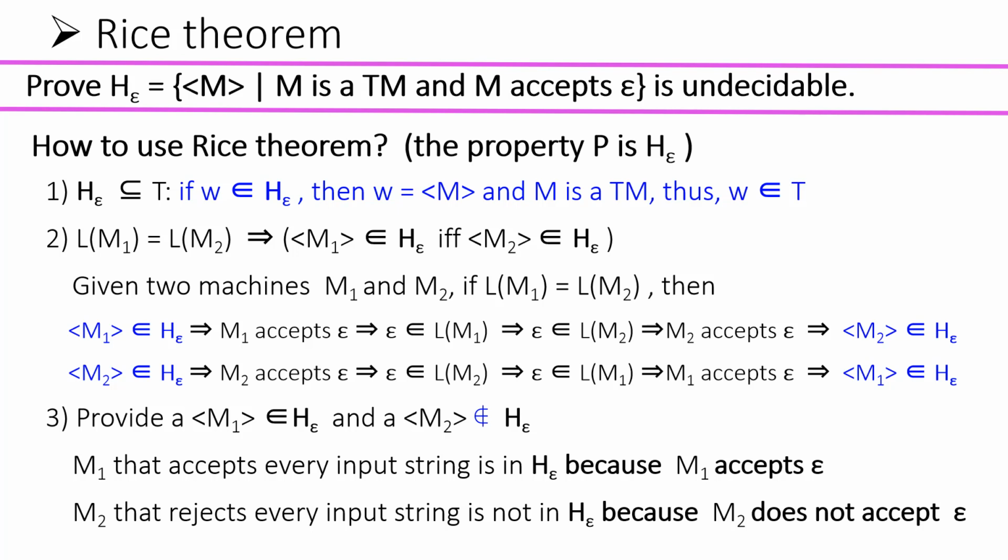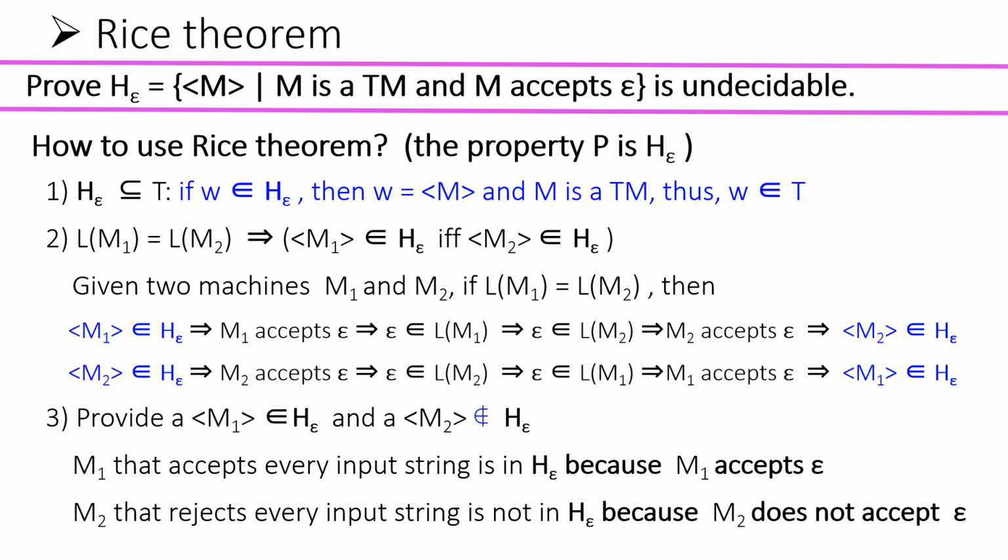If W is in H epsilon, then W equals M enclosed by angle brackets. That means it's an encoding of some machine M, and M is a Turing machine. So by definition of T, W is in T. Okay, first requirement, check.